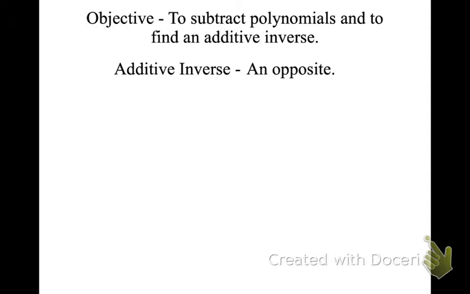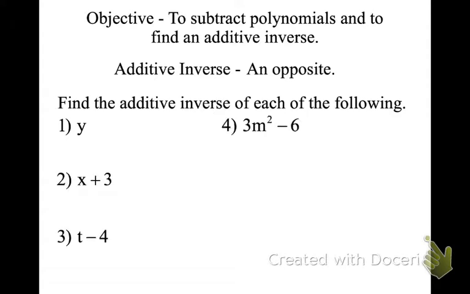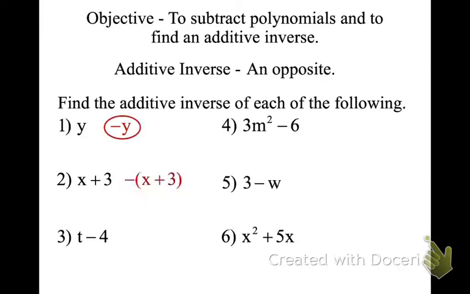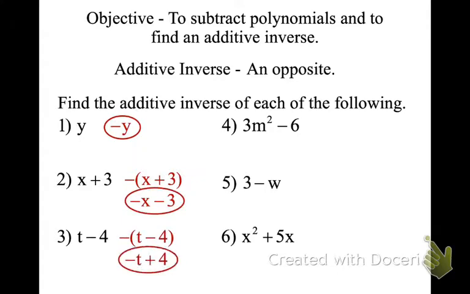Now, the examples you're going to do. Let's write number 1. What's the additive inverse of y? Negative y. Good. What's the additive inverse of x plus 3? Negative x minus 3. We're just multiplying it by a negative, the whole binomial. Miriam, what would the opposite of t minus 4 be? Perfect. You get the idea?